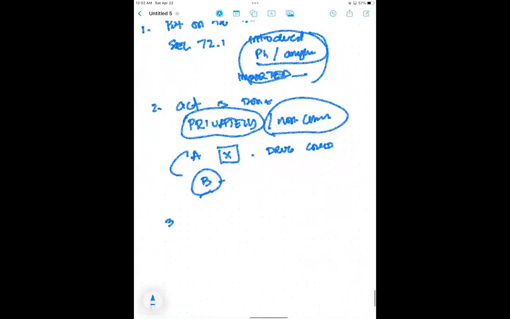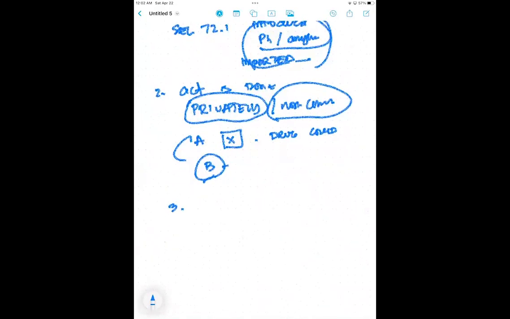Now, third is when the act consists merely of experiments.